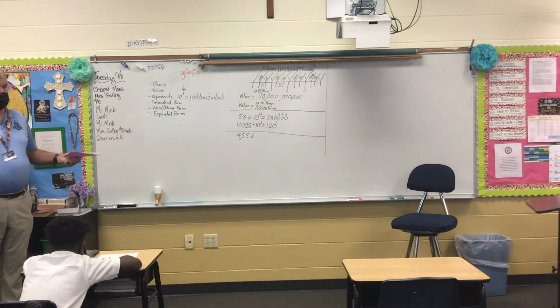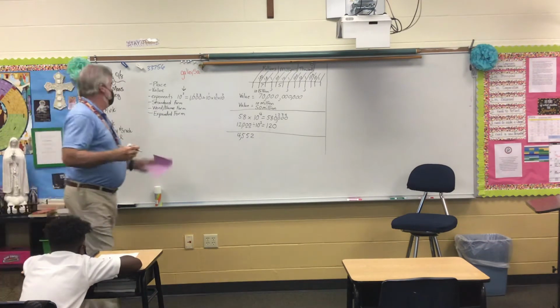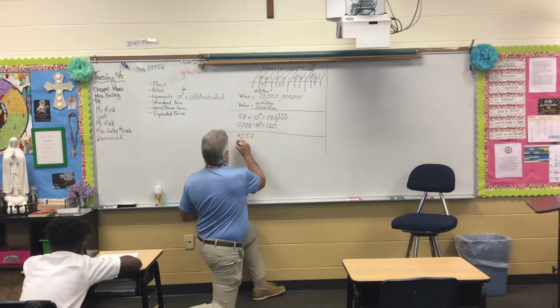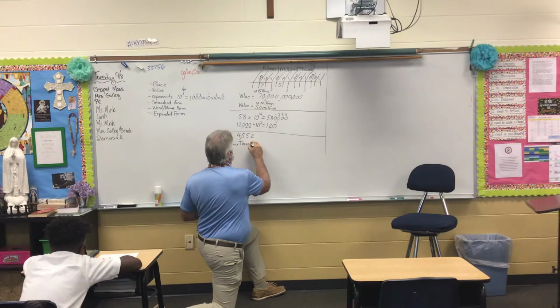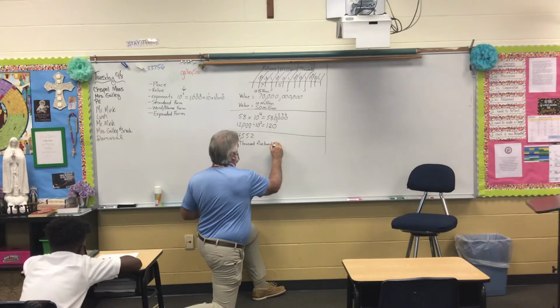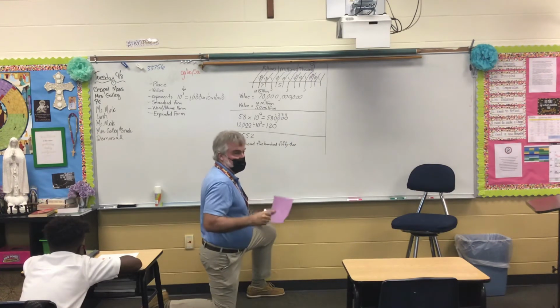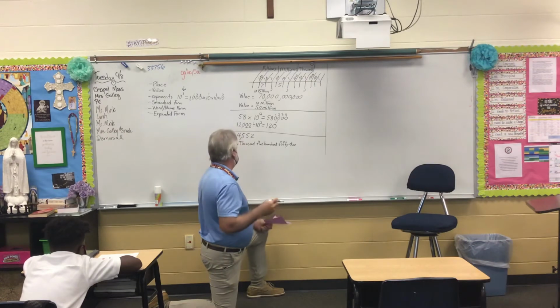Standard. That's standard form. Okay? The next one, word or name form. Let's go. 4,000. $500. $52. And that's the name form, word form.